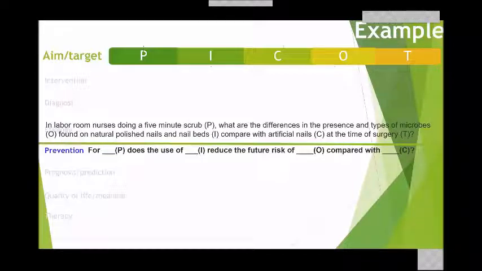That's our indicator, which is the number and the types of the microbes on the nail and nail bed. Compare with those with artificial nails, which means they put on an artificial nail and when they scrub their hands, they remove that artificial nail at the time of the surgery.